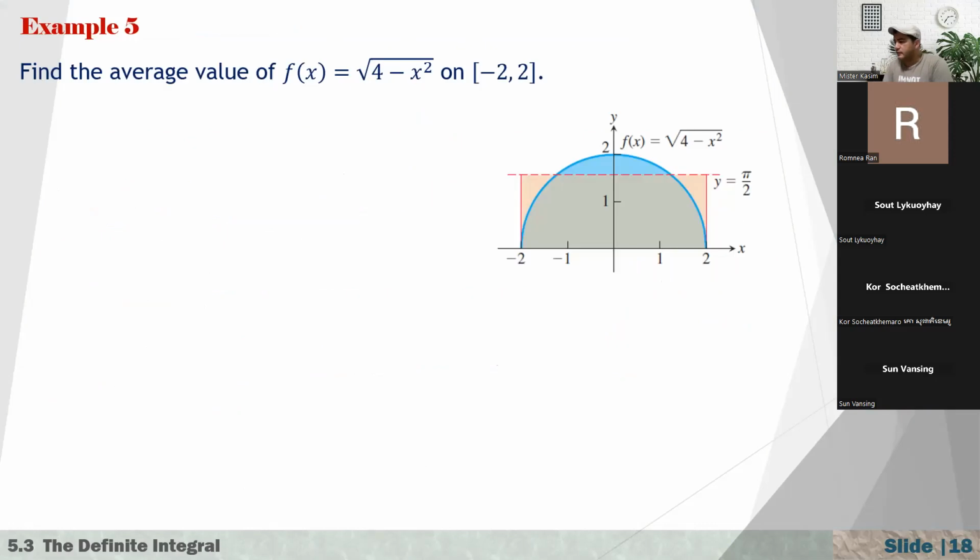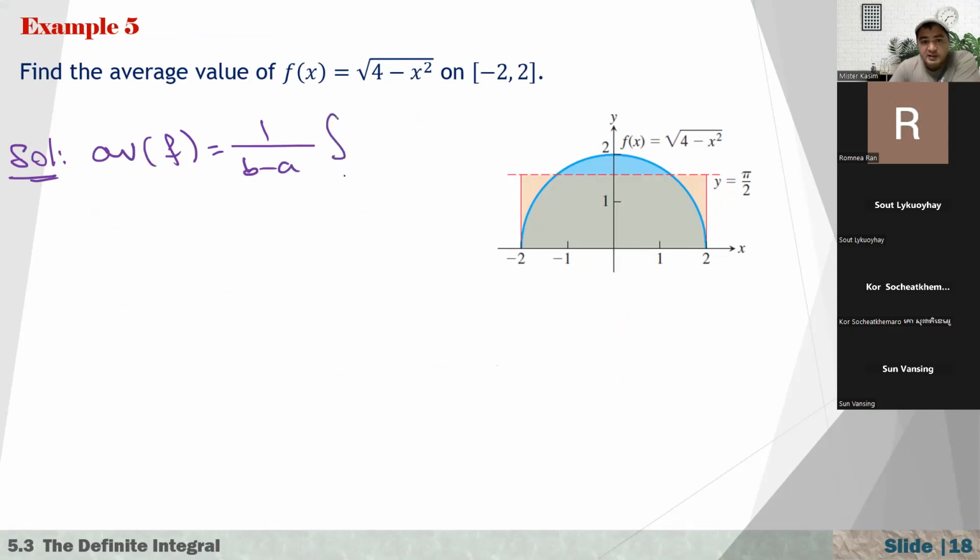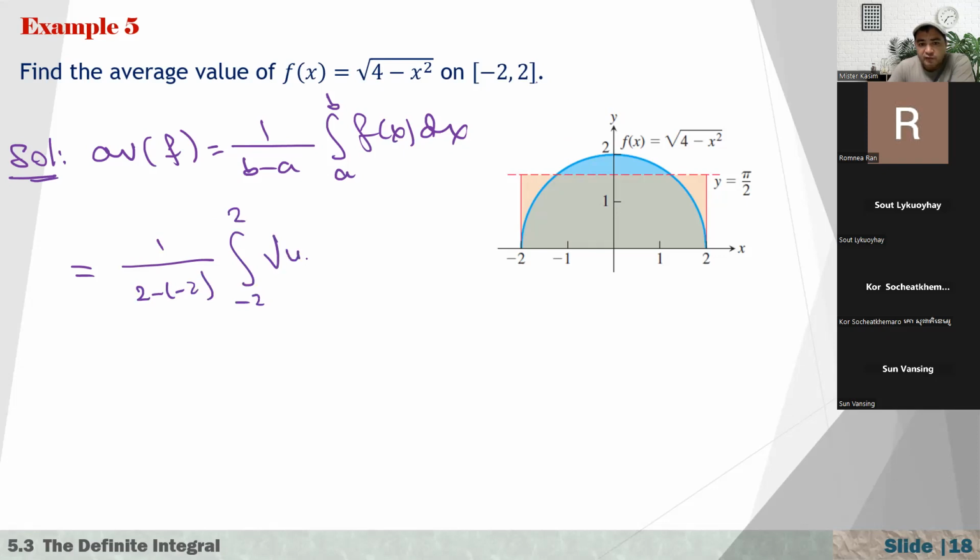Okay, that's the last slide, and after we'll have a break. Find the average value of f of x equals square root of 4 minus x squared. So again, by just using the previous definition, the average value of f is equal to 1 over b minus a times the integral from a to b of f of x dx. We are considering this function over the interval from -2 to 2. So that is 1 over 2 minus (-2), times the integral from -2 to 2 of the square root of 4 minus x squared dx.